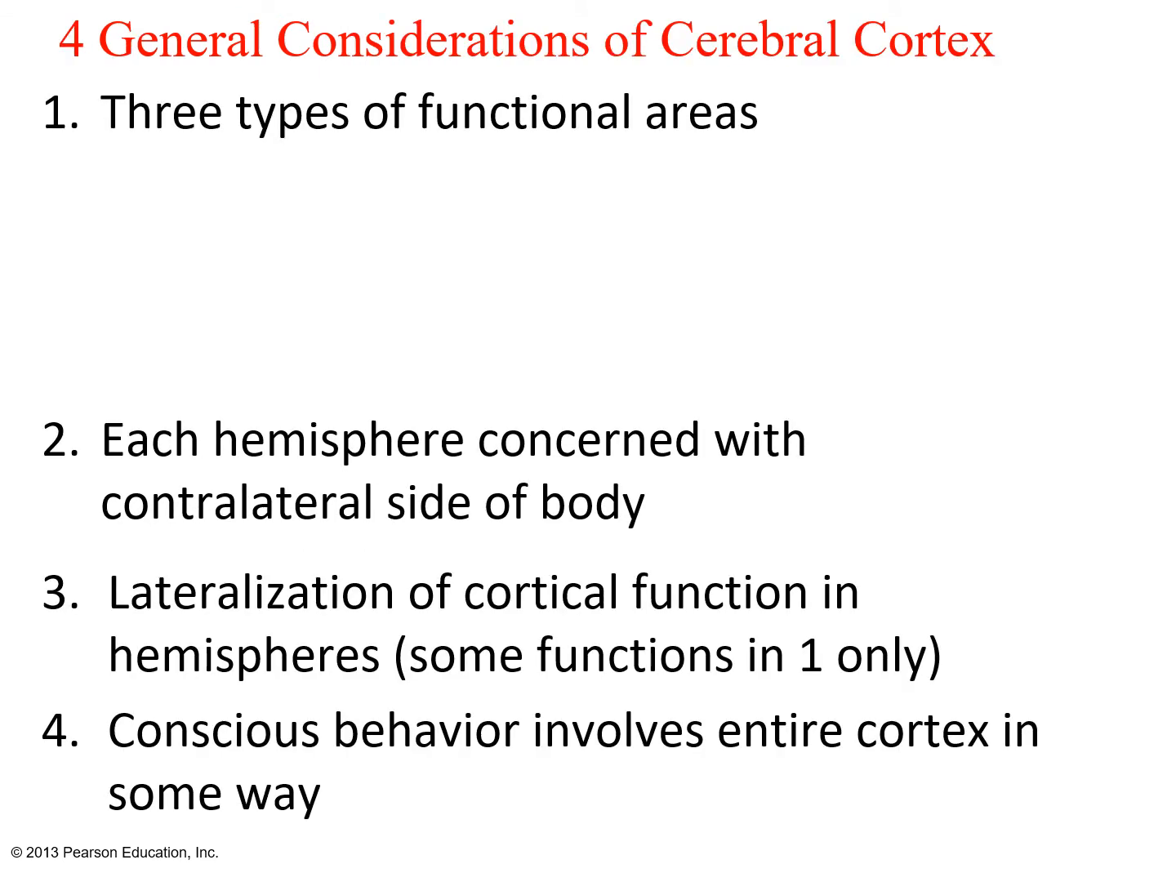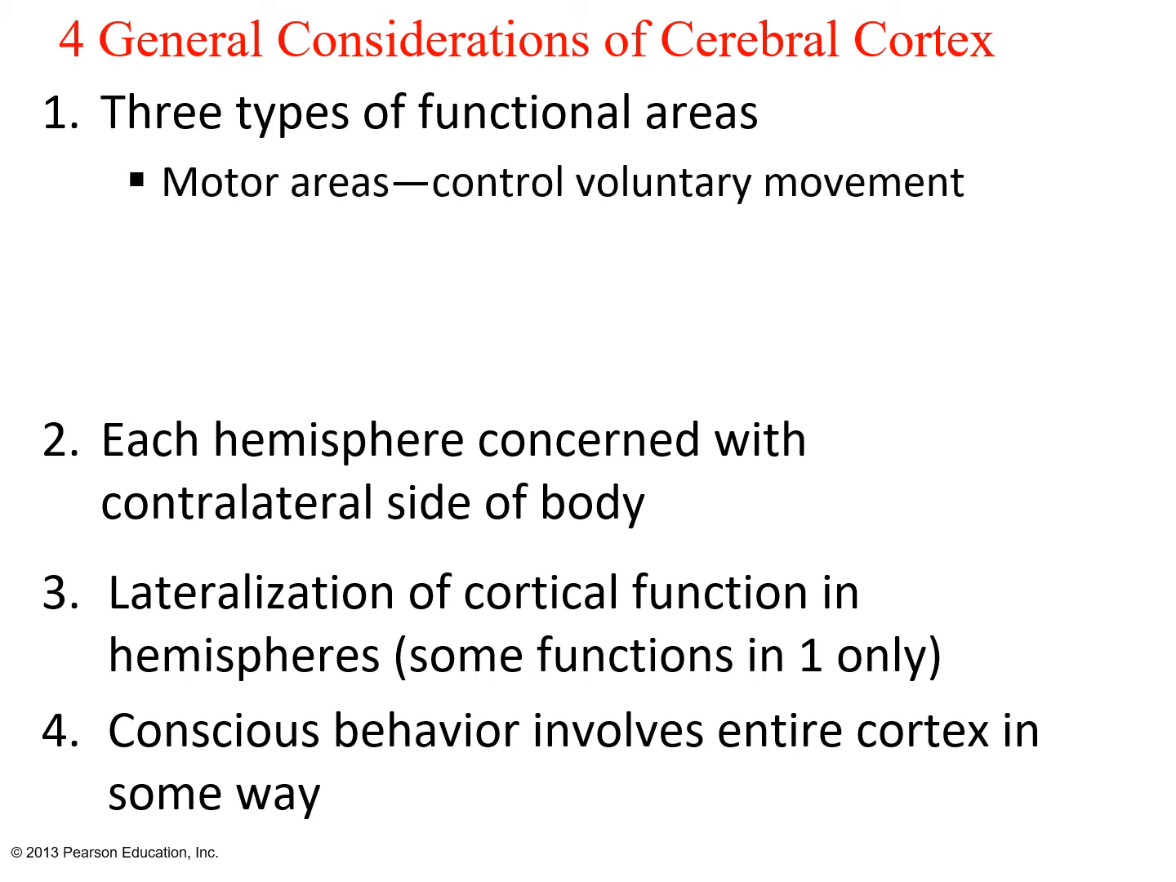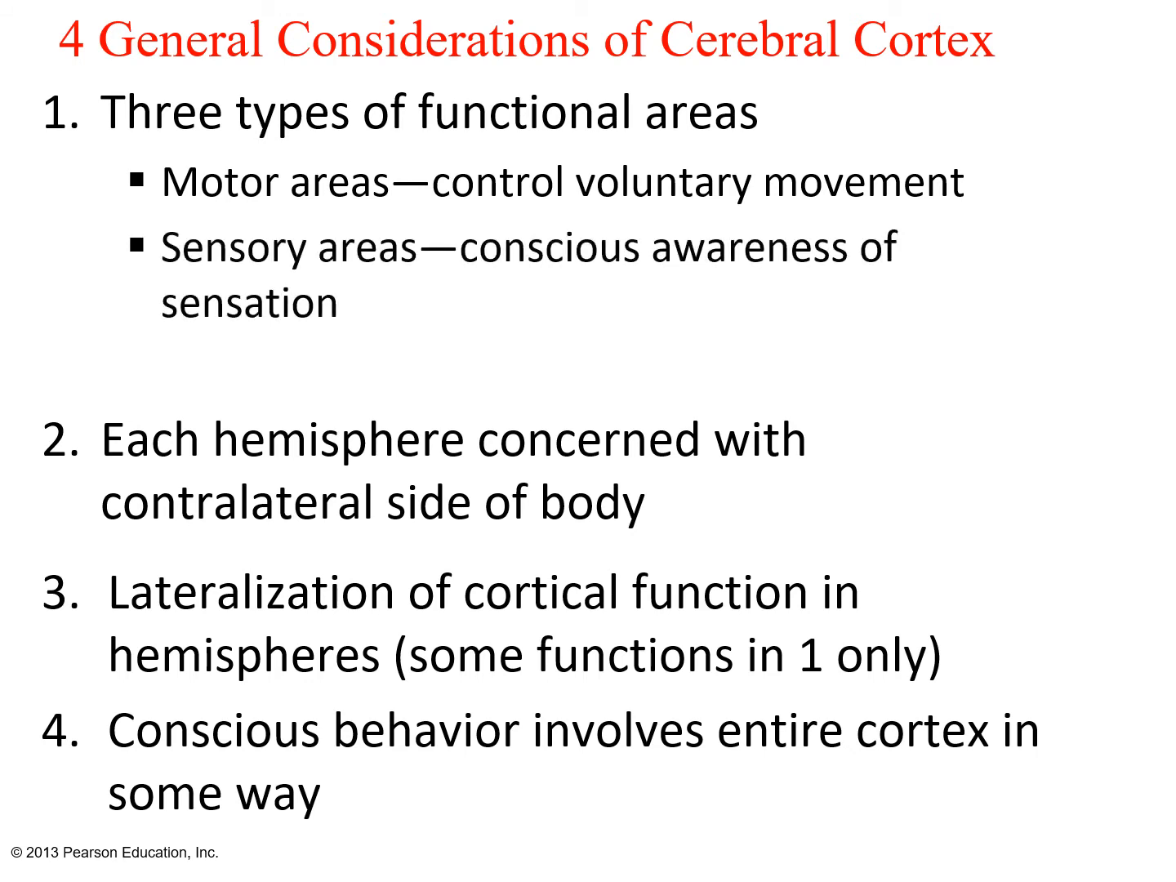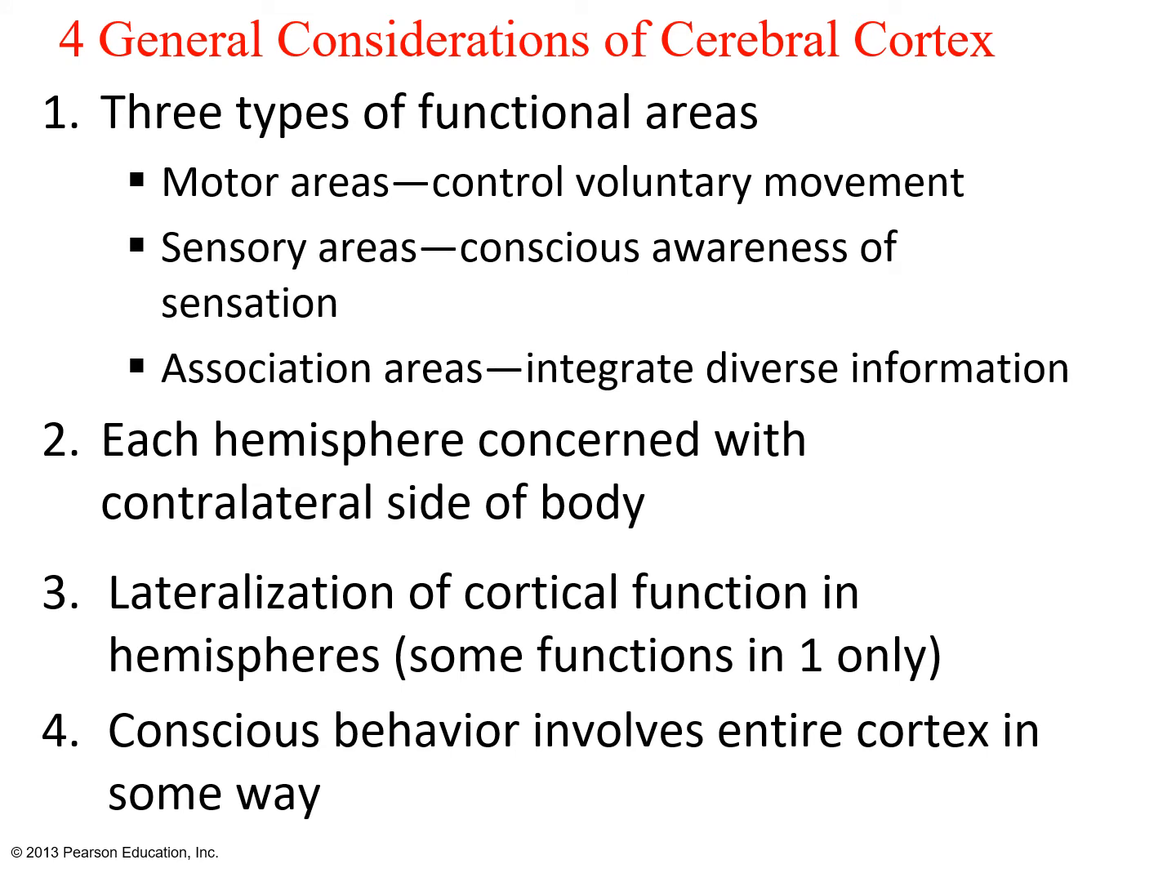There are 3 types of functional areas in the cerebral cortex. First, there are motor areas which control voluntary movements. There are sensory areas which give us conscious awareness of sensation. And there are association areas which bring together diverse information. Many of the sensory areas have association areas which allow us to interpret the data that are coming in.